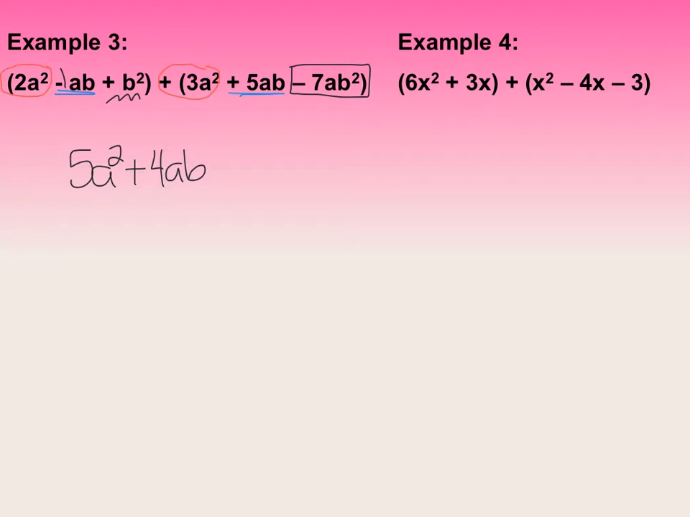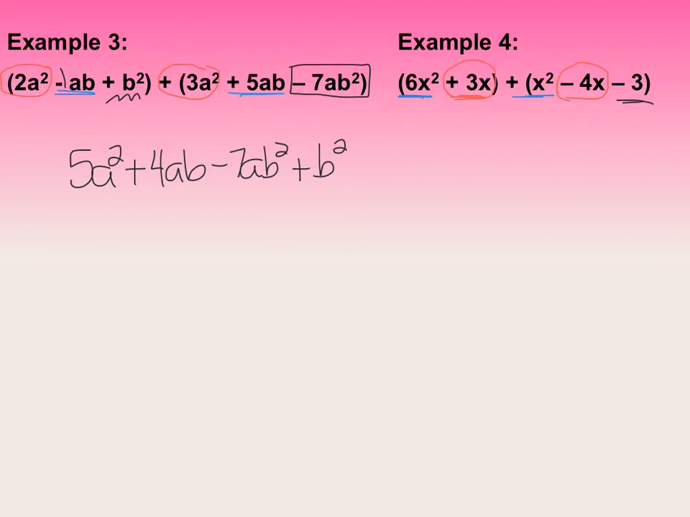And then I tried to put different symbols for the other two. So I've got plus b squared and then minus 7ab squared. Neither of these have anything to combine with, so the order doesn't really matter, but if I'm going by a down by degree, then I would probably put the 7ab squared and then b squared at the very end.